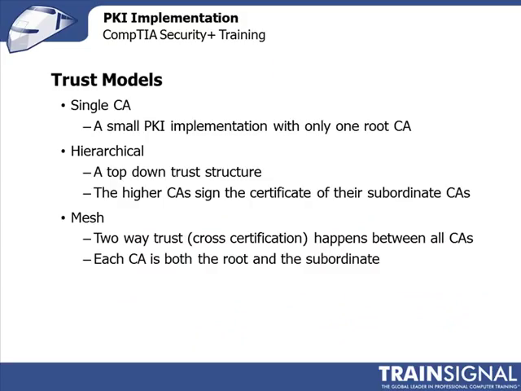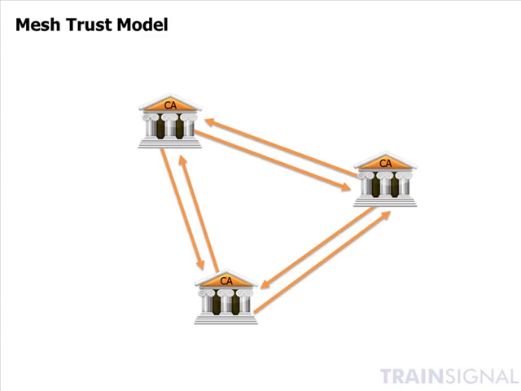Another possibility is the mesh trust model. Here, two-way trusts happen between all the CAs, and that two-way trust is called a cross-certification. In the mesh model, each CA is both the root and the subordinate. So in this diagram, we can see a cross-certified mesh or what's sometimes called a network trust model. And this is also how peer-to-peer trusts work.